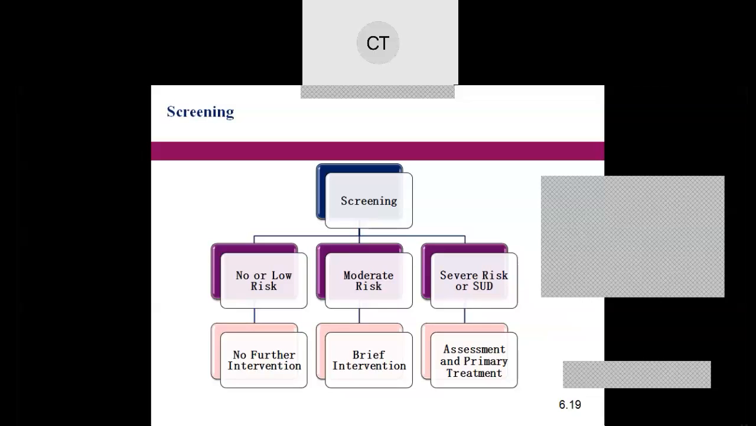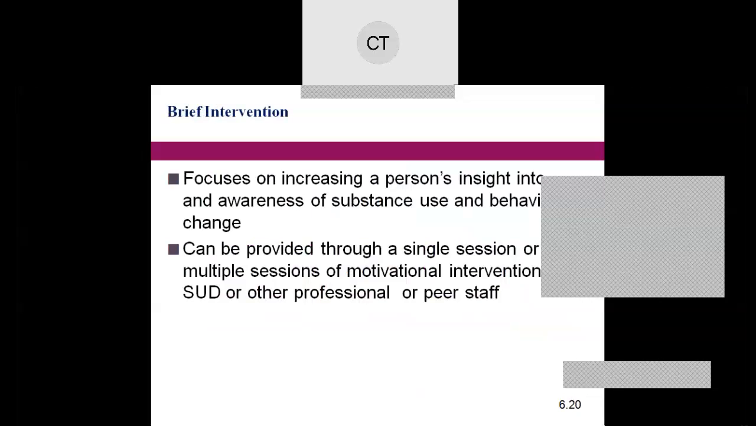If we know that there is no risk or low risk, no intervention is given, only education and awareness building. We talk to the person, and we may give some pamphlets as reading material. IEC materials, information material, we give. If we assess that the person has a moderate risk of using alcohol or other drugs, brief intervention is given. And if it is severe, we give assessment as well as primary treatment.